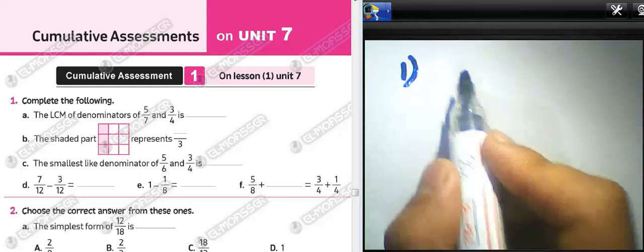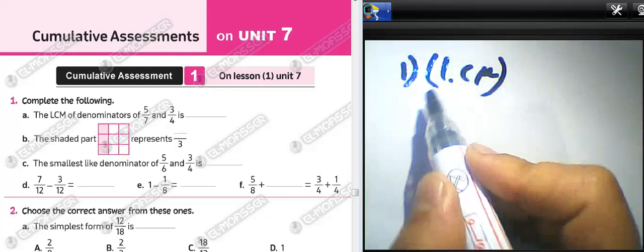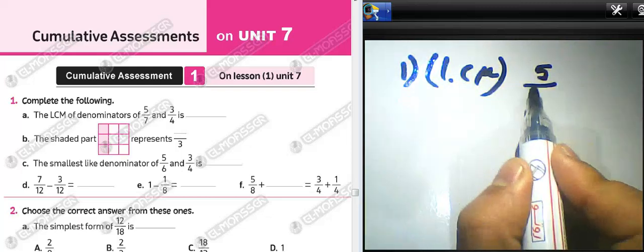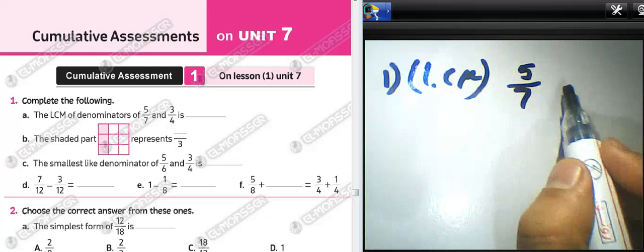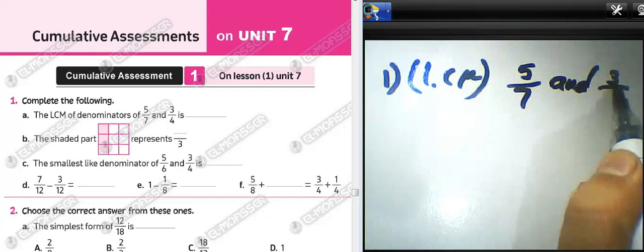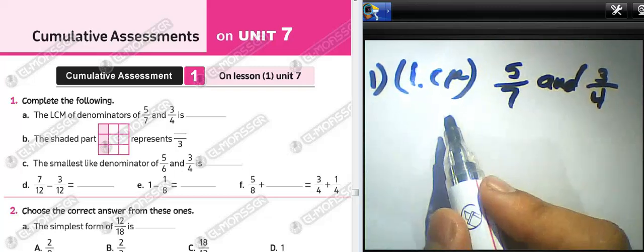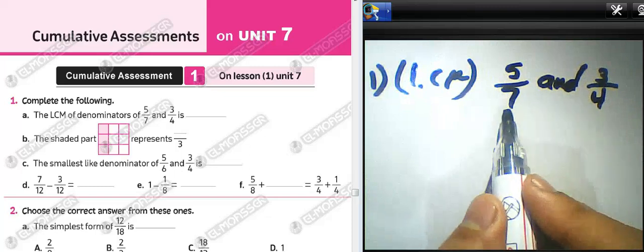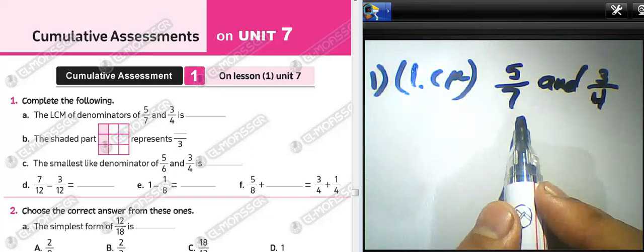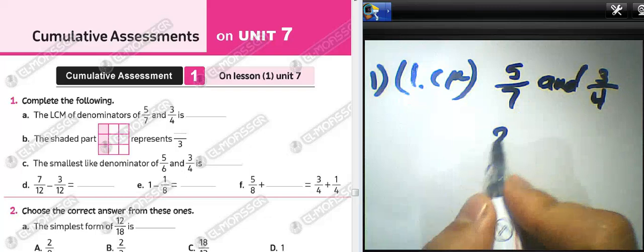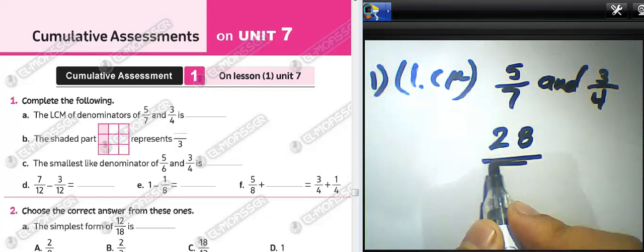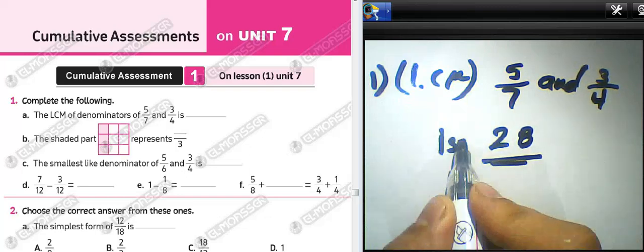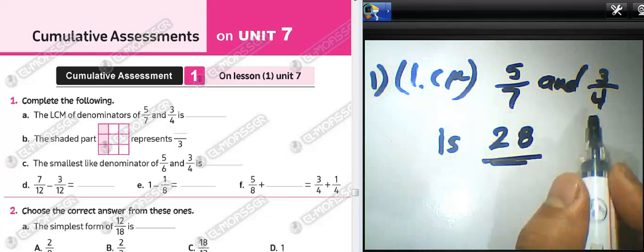You want to find the least common multiple of the two denominators in 5 over 7 and 3 over 4. We can find the least common multiple of 4 and 7 by multiplying them. 4 times 7 equals 28. So the least common multiple is 28. Why? Because 7 can't be divided by 4.